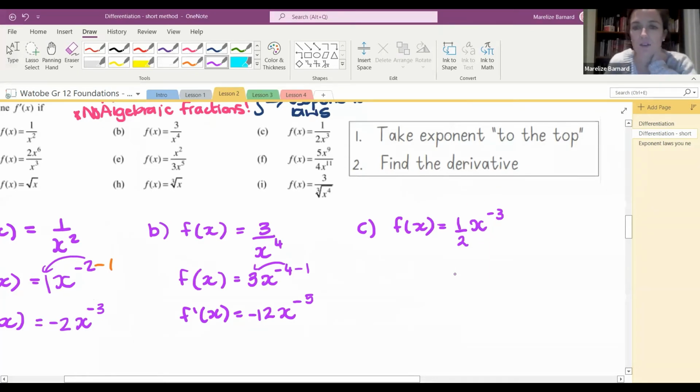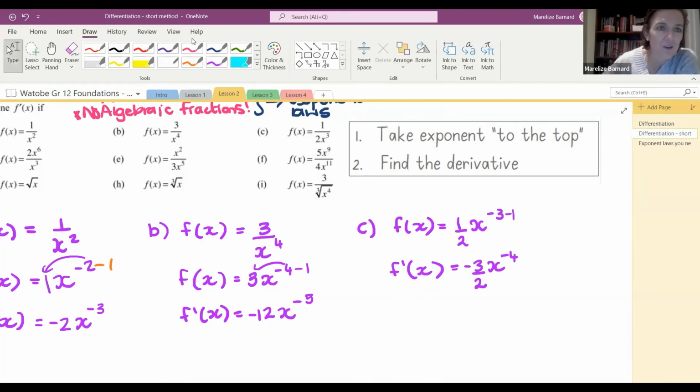Because we are taking it to the top. That's fine. We can differentiate that the way it is now because we don't have an x in the denominator. So our minus 3 is multiplied with 1 over 2. That gives me negative 3 over 2. Negative 3 times a half is negative 3 over 2. And my x is going to go to minus 4, x to the power of minus 4, because we subtract 1 when we differentiate.